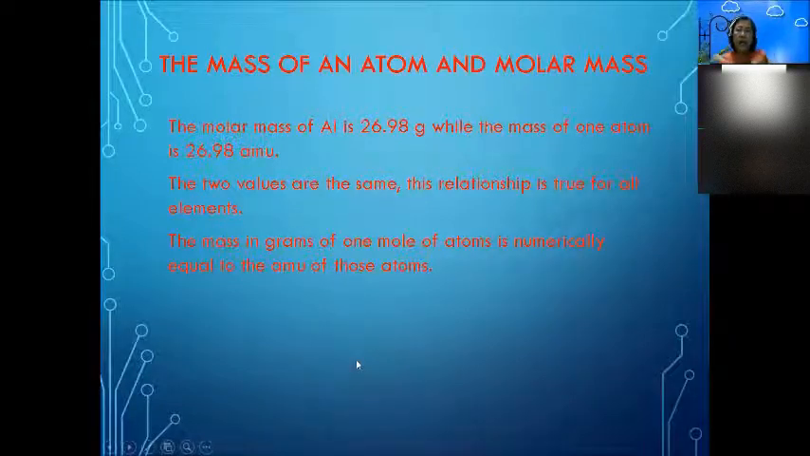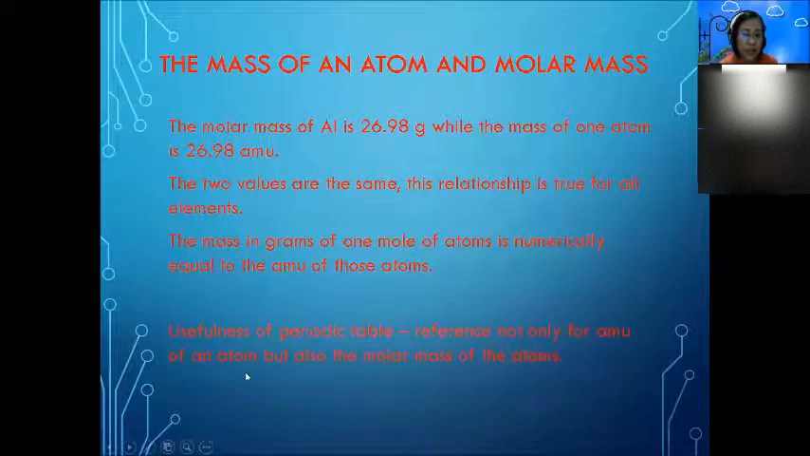So in other words, all of the atomic mass units that you can find or that you can see in the periodic table for all the elements, you can also take them or consider them as the mass in grams of 1 mole of those elements. O, diba? So, in other words, the periodic table could be a reference not only for atomic mass unit of an atom, but also the molar mass of the atoms. Okay? Is that clear? Maliwanag ba?